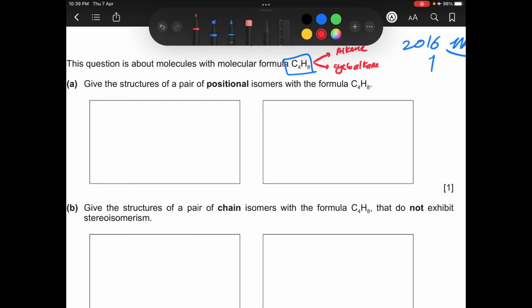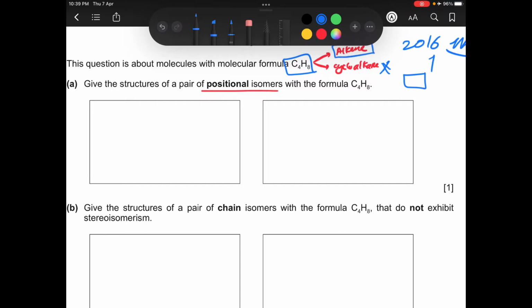Part A says, give the structures of the pair of positional isomers. Once you are asked about positional isomers, you are going to change the position of the functional group. If you deal with a cycloalkane, it doesn't work for making a positional isomer because the cycloalkane looks like a square. So we can cancel the idea of cycloalkane. Then the probability of having an alkene is dominant.